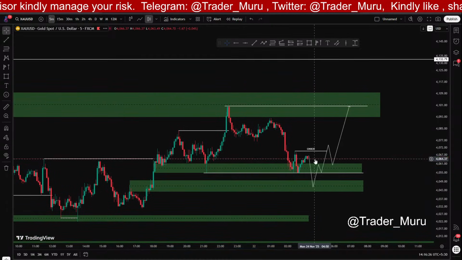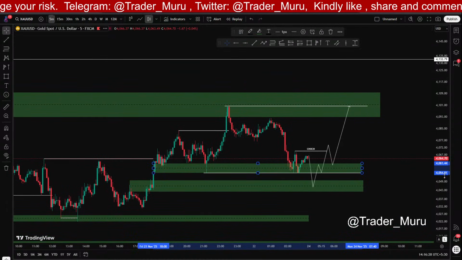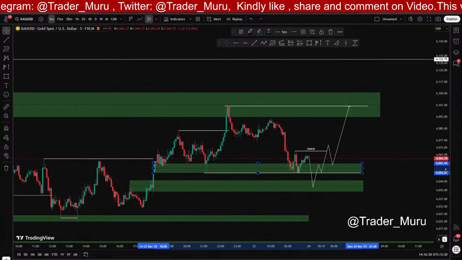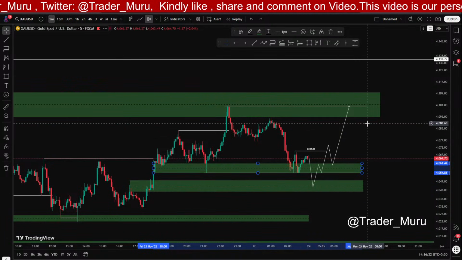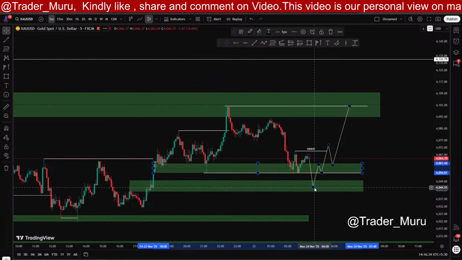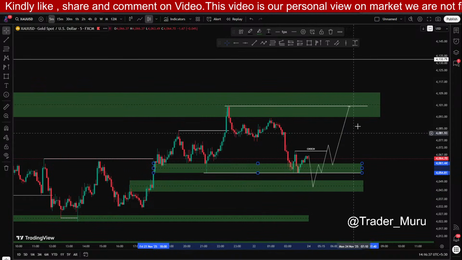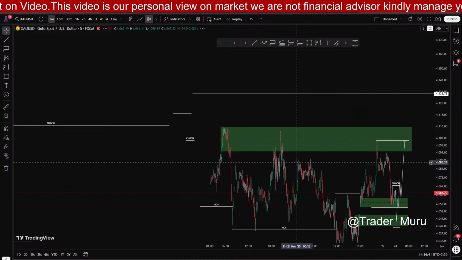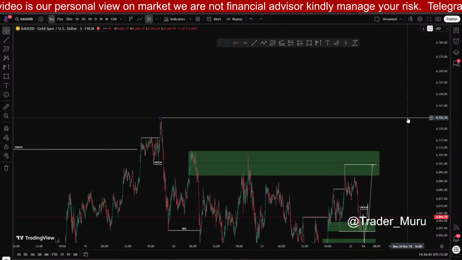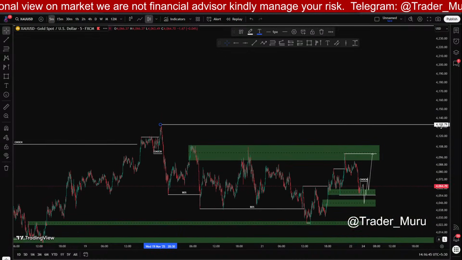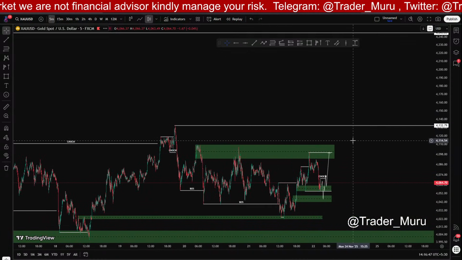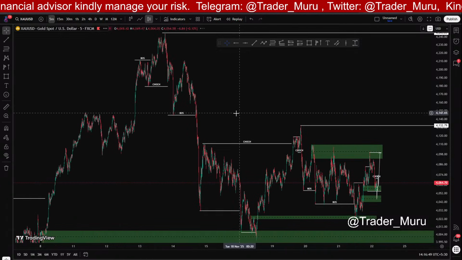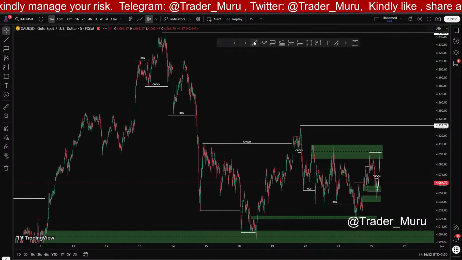After that, once price reclaims back this low of 4054, then you can enter a long position with the recent low as SL, and your target will be this first high around 4100, and your second target will be this high around 4132. Then price will again retrace back after testing this high.